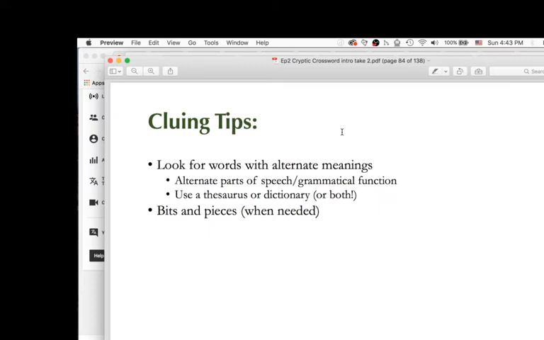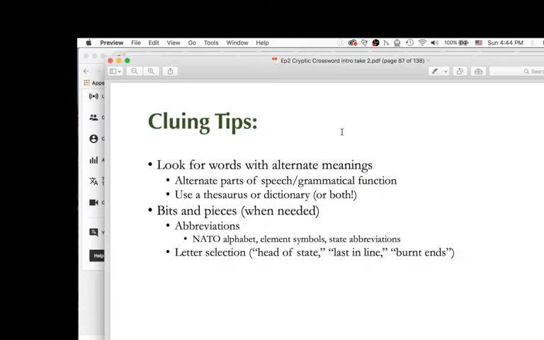Sometimes you need to resort to using bits and pieces to finish off a clue. Like, you can make your entry out of a couple words, but you have a couple letters left over. What do you do to get those couple letters? The common things are abbreviations. Often I will just look up a single letter in the dictionary, in Merriam-Webster, and it will say, here are the things that this is commonly an abbreviation for. Great. Common abbreviations include the NATO alphabet, chemical element symbols, and state abbreviations. Those are very common sources of one and two letter chunks.